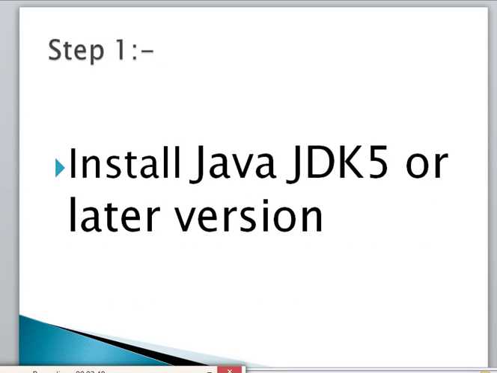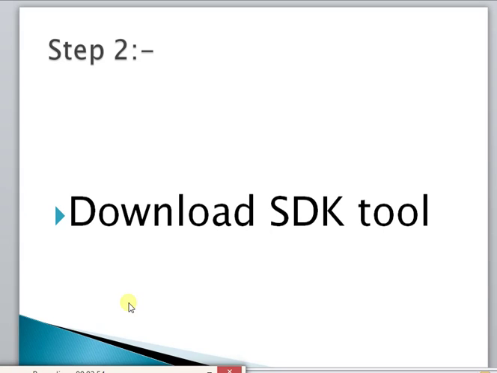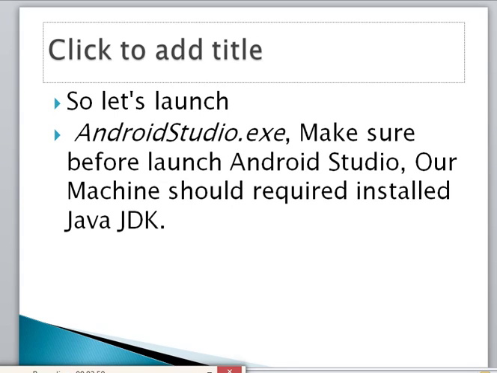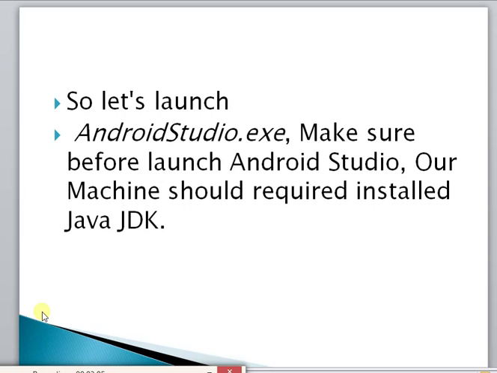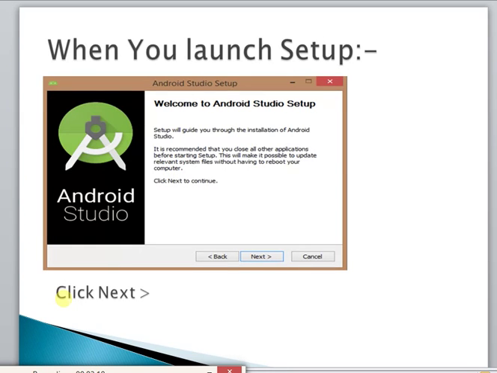Step 1: install Java JDK or a later version. Now download the SDK tool. So let's launch Android Studio.exe. Make sure that before launching Android Studio, our machine has Java JDK installed. When you launch the setup, you can see a screen like that. Here you need to click on the next button.